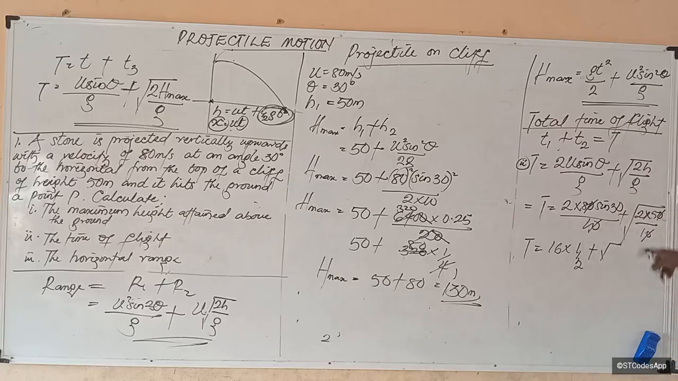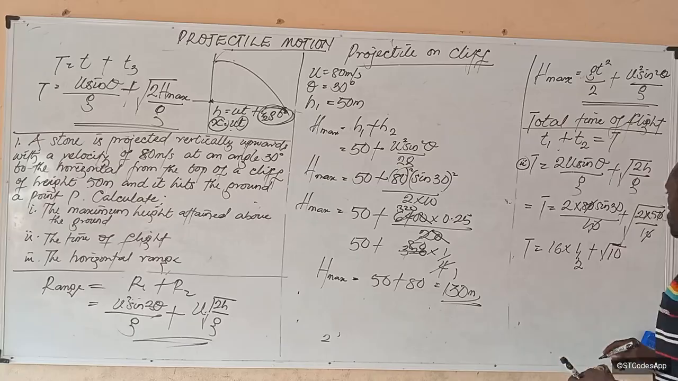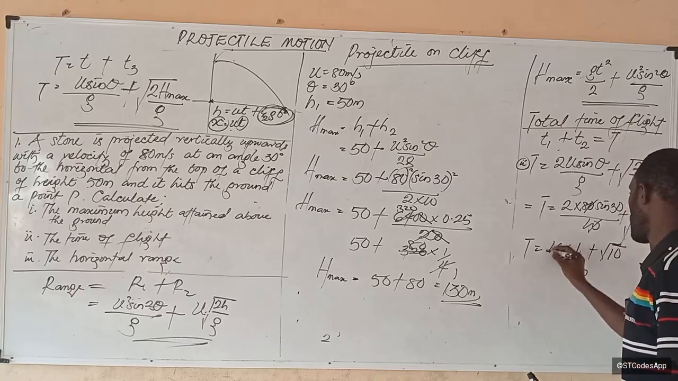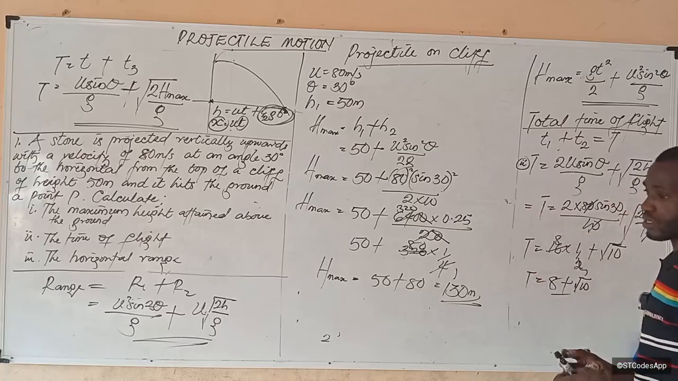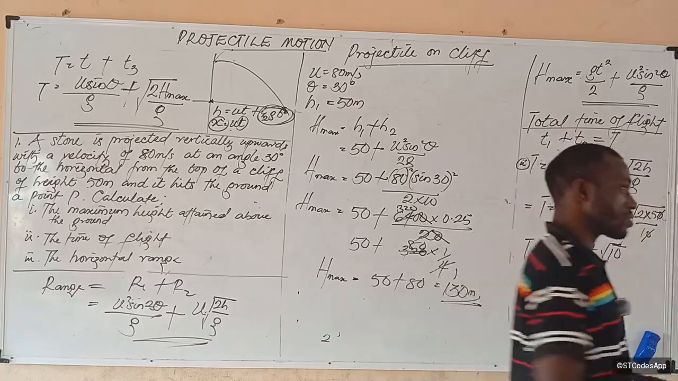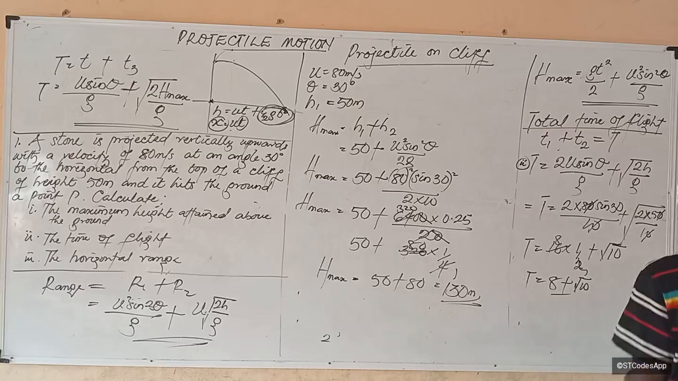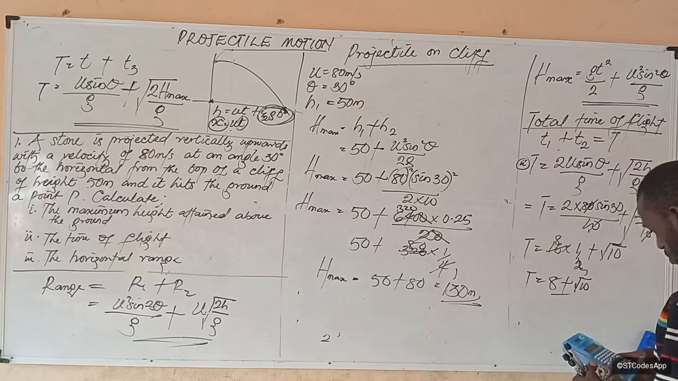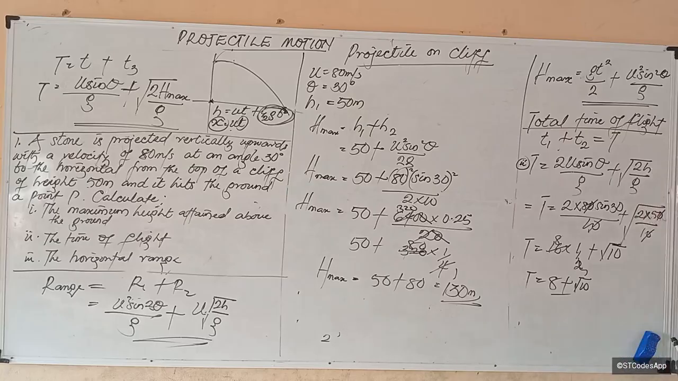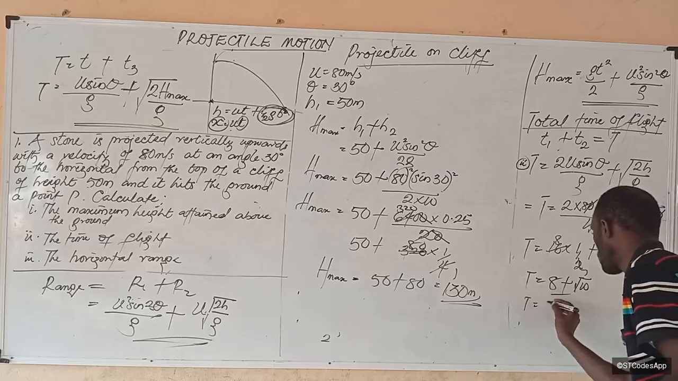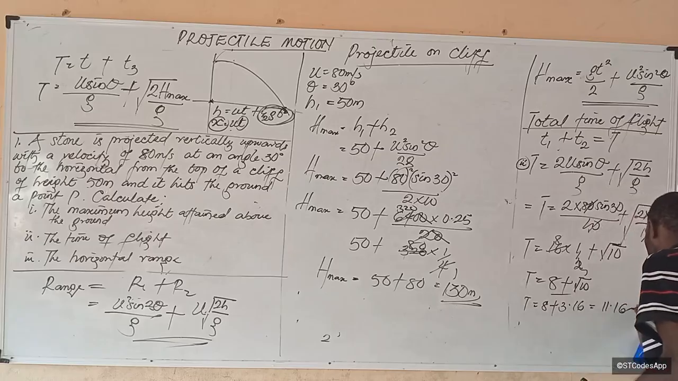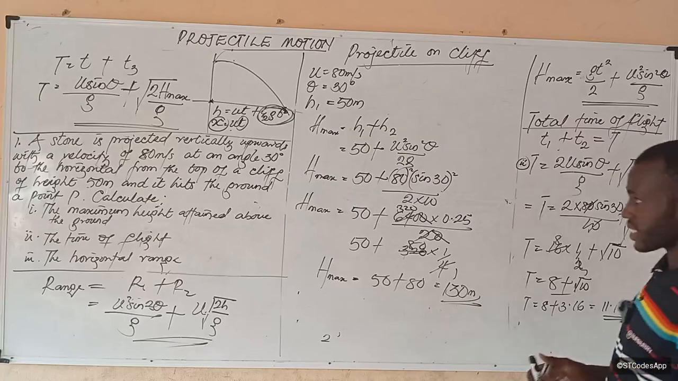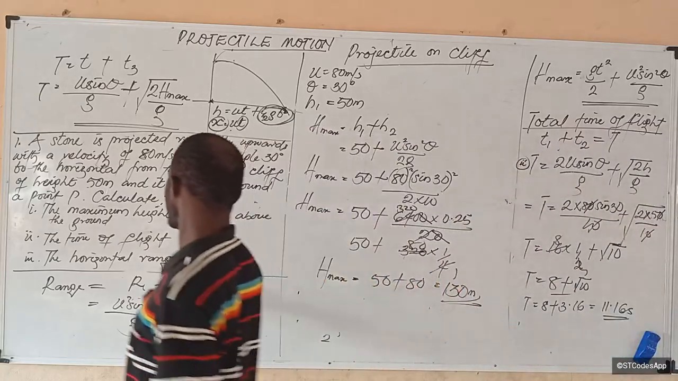Square root of 100 is 10. Square root of 10 is 2. So it's square root of 10 we need here. So we'll have here 1, here 8. So T becomes 8 plus root 10. What is root 10? That will be 3.16. So T becomes 8 plus 3.16, which is equal to 11.16 seconds. And that's the answer. And the last one, the horizontal range.